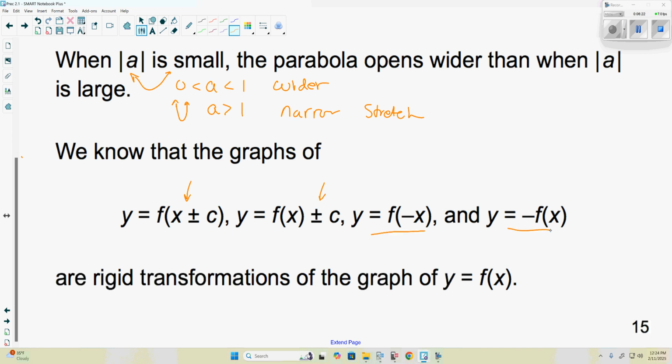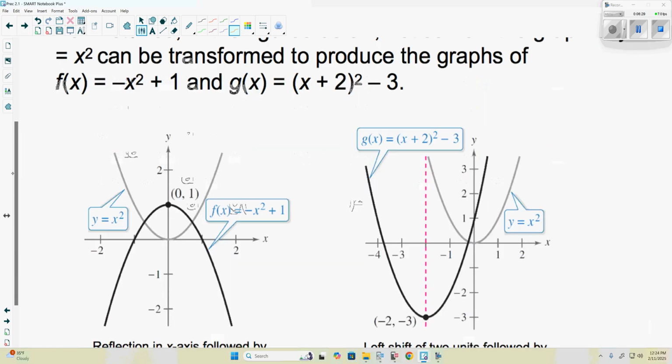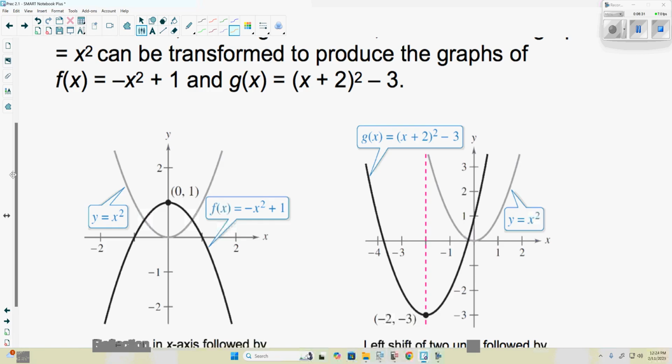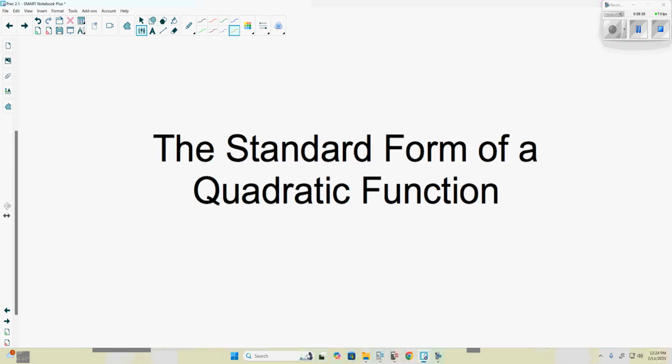Reflections across the x and y axis. All these are different types of transformations. And we have gone over these in Algebra 2 and how they affect the graph itself. So not focusing too much on those there.